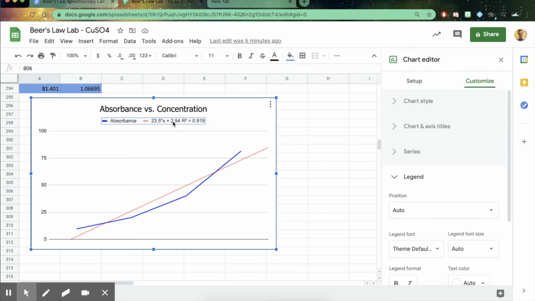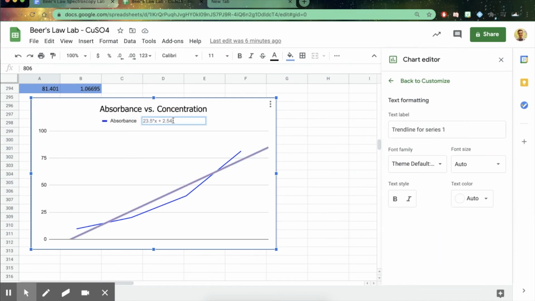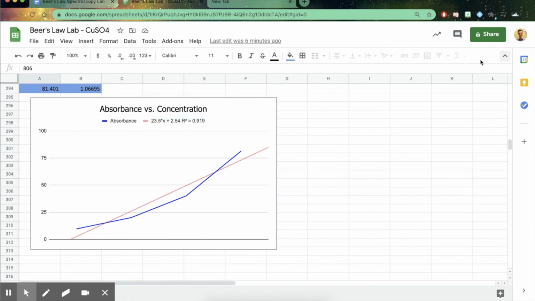Now, for the actual equation, the equation for my best fit line would be y equals 23.5 times x plus 2.54. So 2.54 would be my y-intercept, and the 23.5 would be our slope here, which would be our molar absorptivity. Now, like I said, that value is a little bit off, but I'm going to blame most of that on my analytical skills and seriousness of taking the measurements for this lab. But as you can see, as we increase in concentration, we increase in absorbance, and that's the whole point of Beer's law.